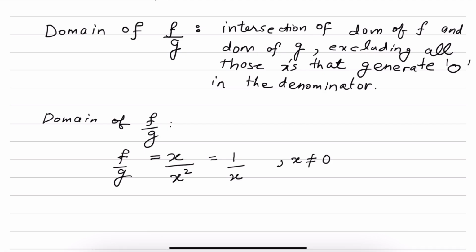So in this case the denominator is becoming 0 at x equal to 0. Domain of f is R, the complete set of real numbers. Domain of g is the complete set of real numbers, and the intersection of the domains of f and g is the complete set of real numbers again. So from this set of real numbers we will have to exclude 0 because it was making the denominator 0. So we will write domain of f by g is the complete set of real numbers excluding 0. So that's the domain of f by g.